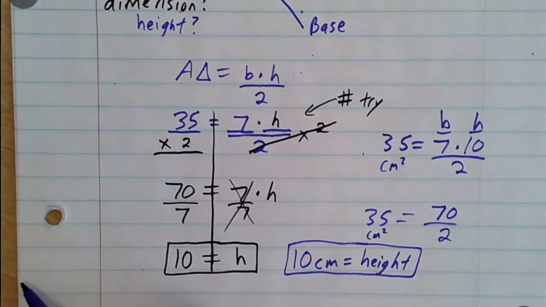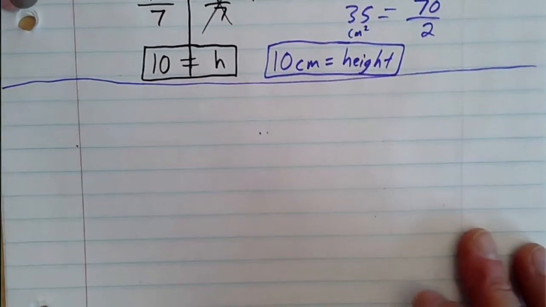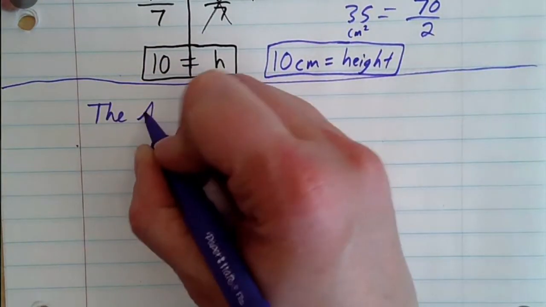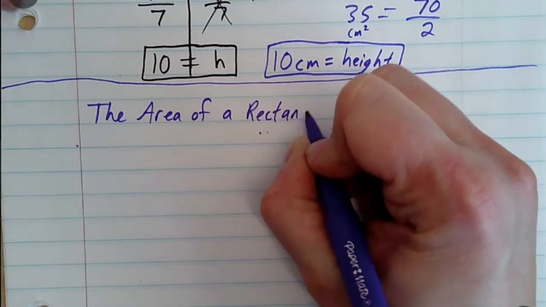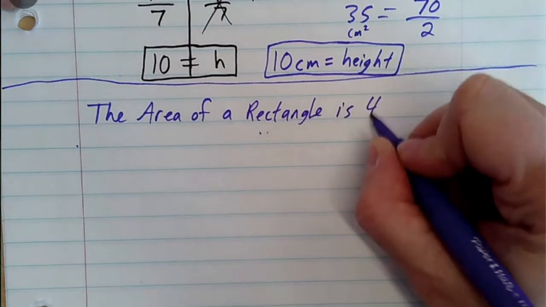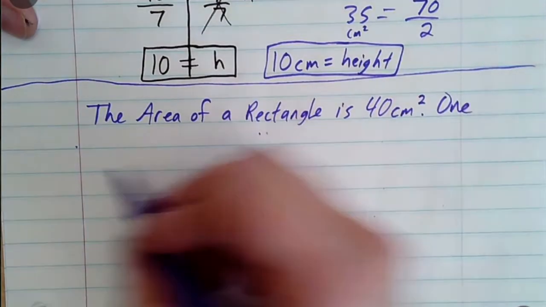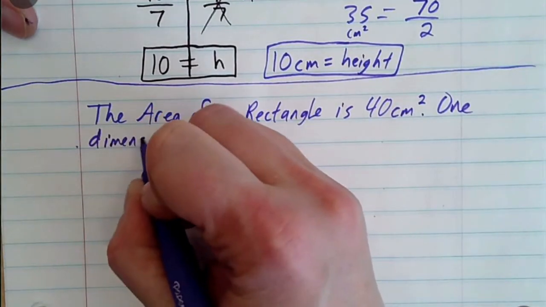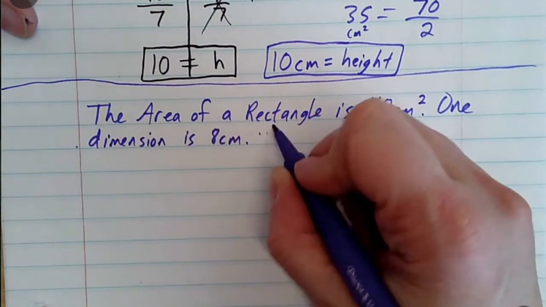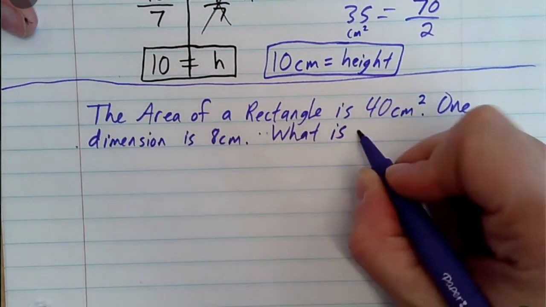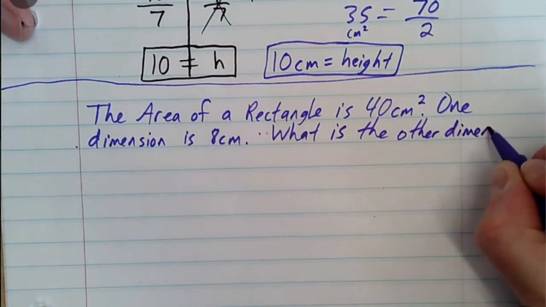Let's try another one. What if I say the area of a rectangle is 40 centimeters squared? One dimension is 8 centimeters. What is the other dimension?